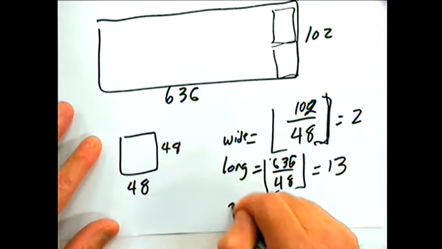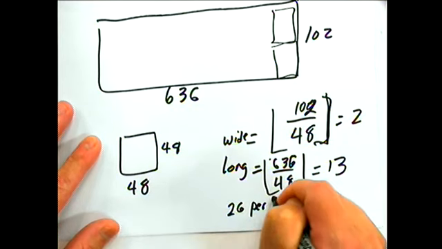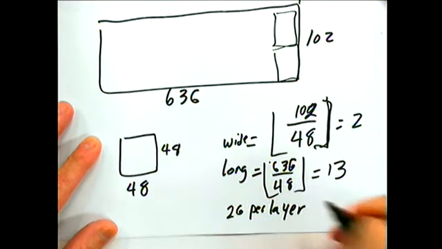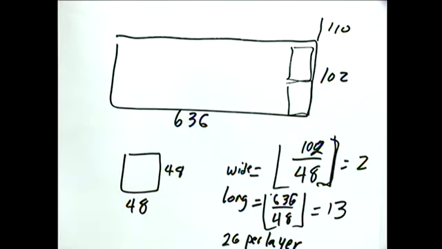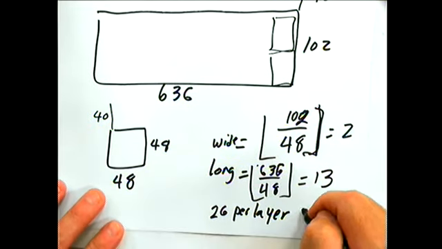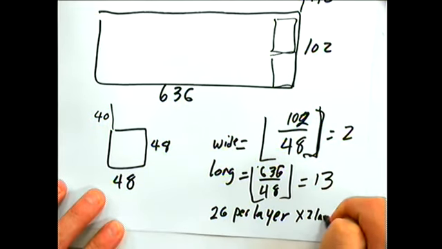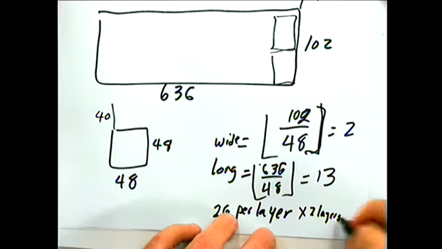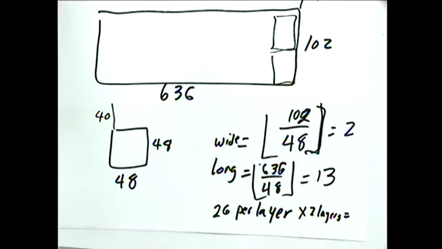26. 26 per layer. And how many layers can you put on this truck? Remember, the pallet's 40 high. 2. So times 2 layers. Or how many per truck? 52. 52 per truck. Just make sure to be able to do that calculation. Okay?